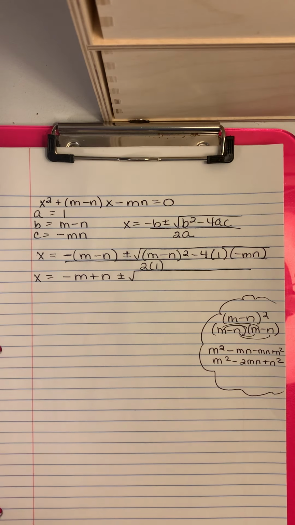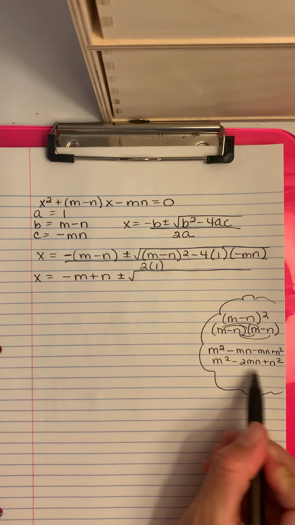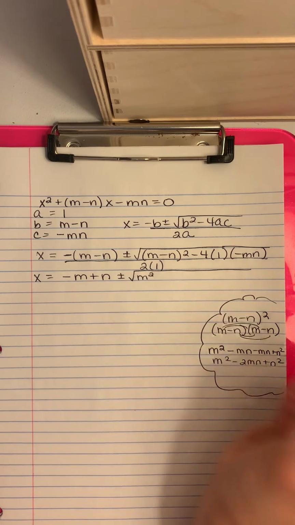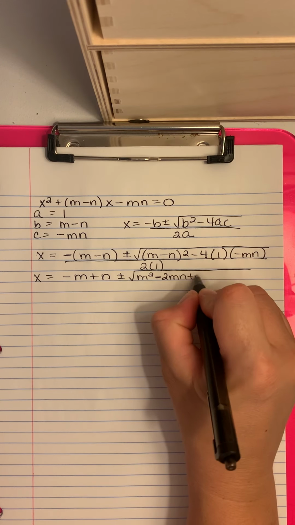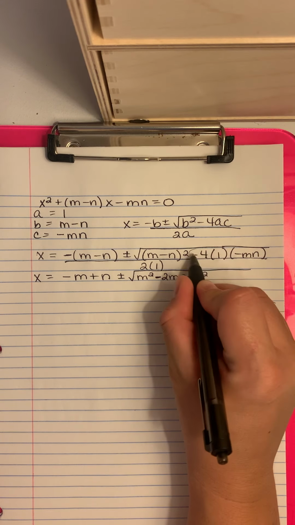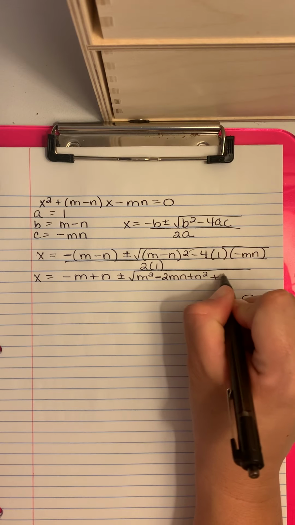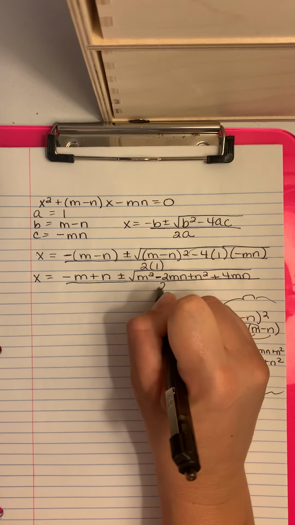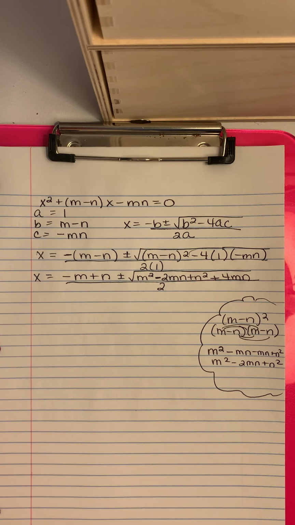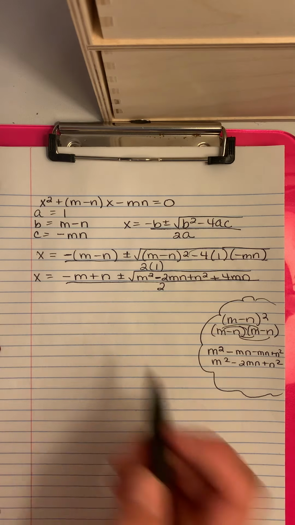Okay, so this guy turned into this: m squared minus 2mn plus n squared. Then I realized I've got to multiply this thing right here. It's going to be plus 4mn. And this is all over 2. And you're like, well, I don't know if this looks any better. And I'm going to say, yes, some cool stuff's going to happen here.